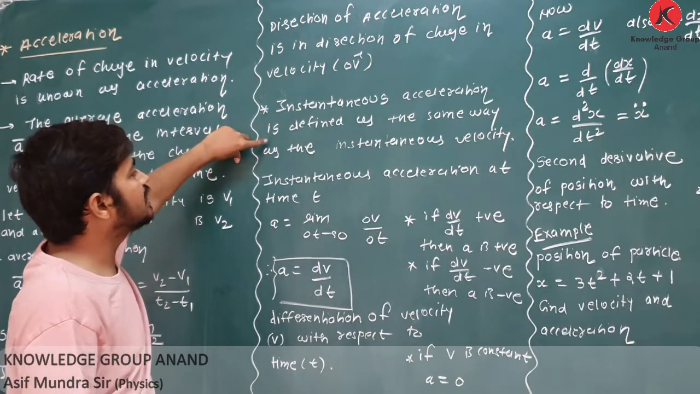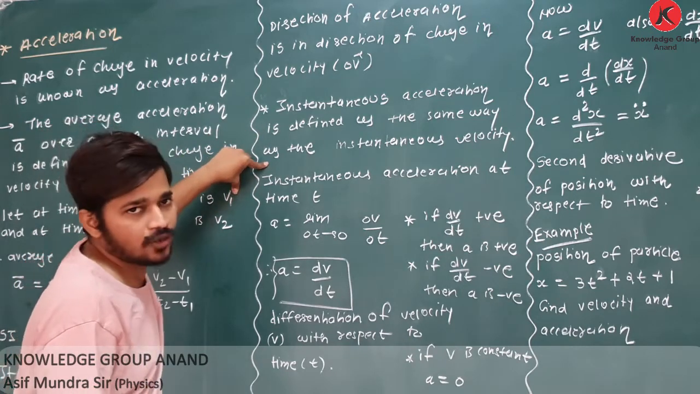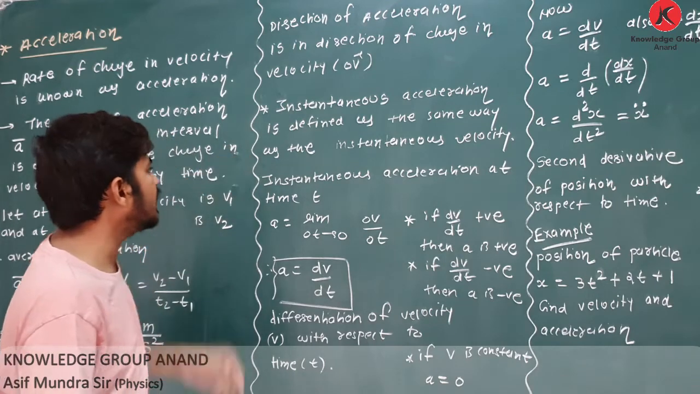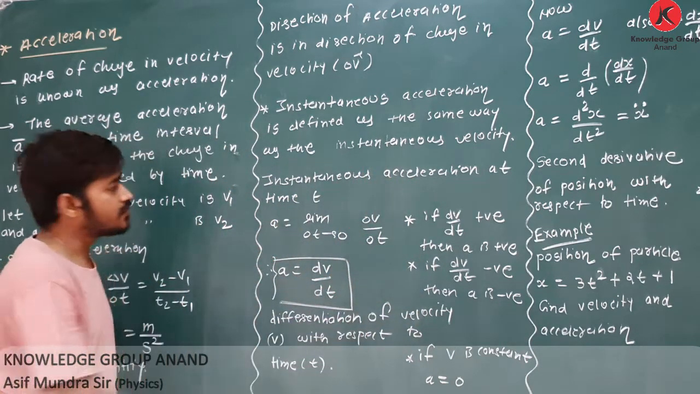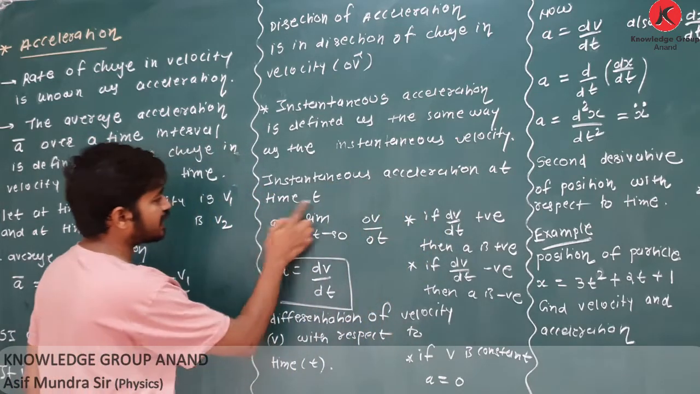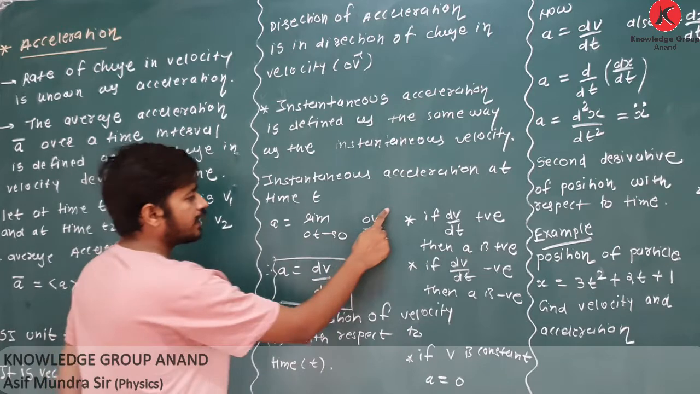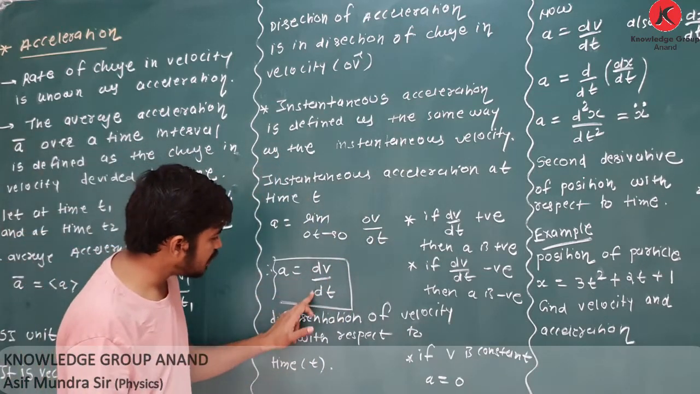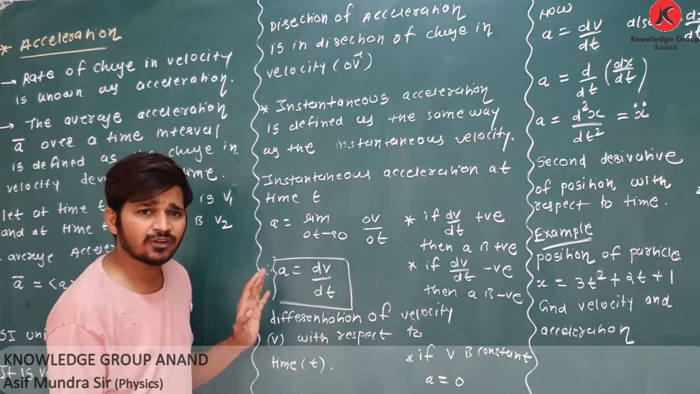Instantaneous acceleration is defined in the same way as instantaneous velocity. I said, we will directly remember the concept of instantaneous acceleration. Instantaneous acceleration at time t, a is equal to limit delta t tends to 0, delta v upon delta t. So a is equal to dv upon dt. Okay, remember the theory of instantaneous velocity.